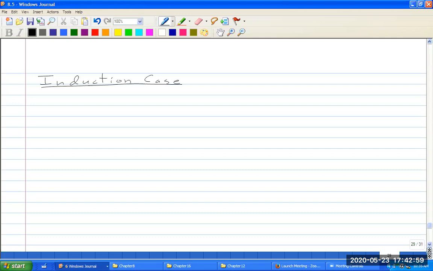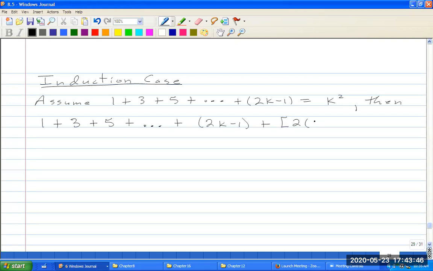And so let's assume that 1 plus 3 plus 5 plus, and maybe I'll call it k, plus 2k minus 1. Assume that this is equal to k squared. Then let's look at the next thing. 1 plus 3 plus 5 plus, keep adding, 2k minus 1 plus the next term, 2(k plus 1) minus 1. Okay. So what I've done is I've added up this along with its next term. And let's see what happens.